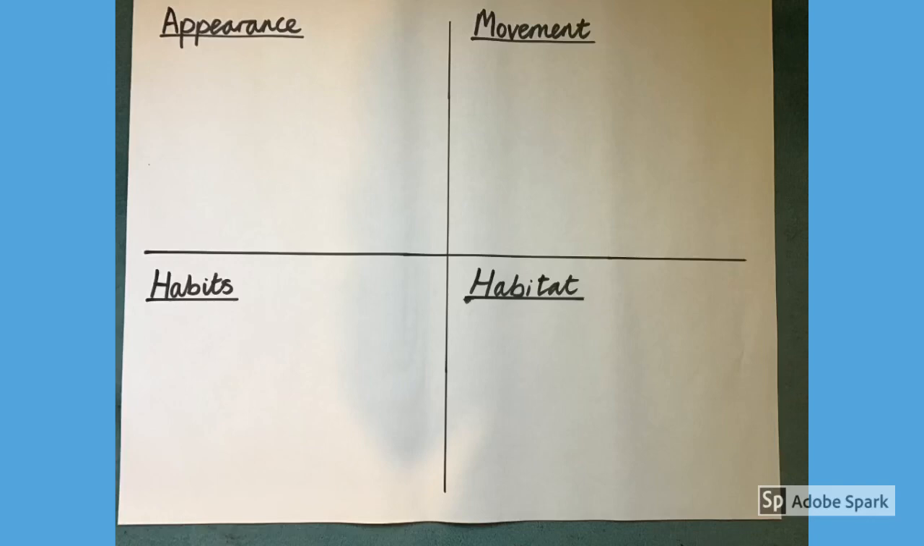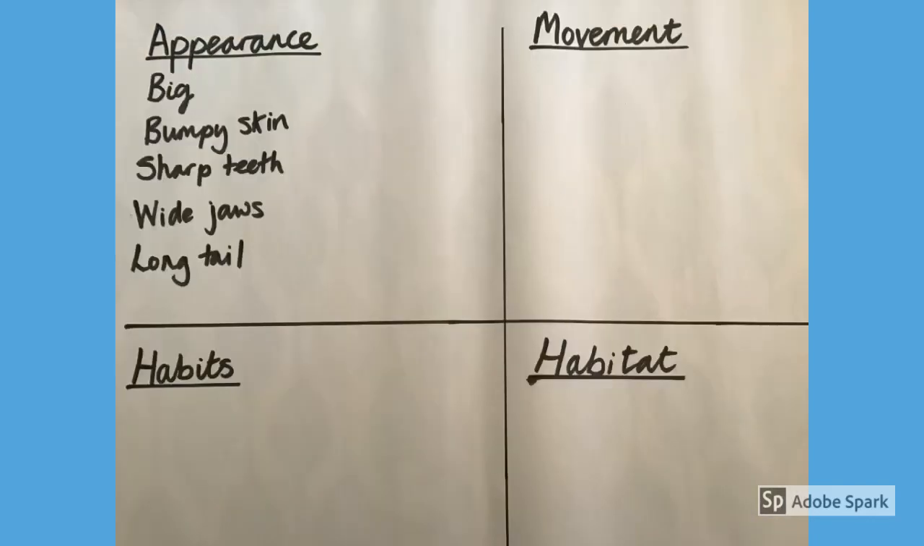Start by dividing your page into 4 with the following headings: appearance, movement, habits, and habitat. First, make a list of words to describe your animal's appearance, what it looks like. I've decided to go for a crocodile, and my words to describe its appearance are big, bumpy skin, sharp teeth, wide jaws, and a long tail.